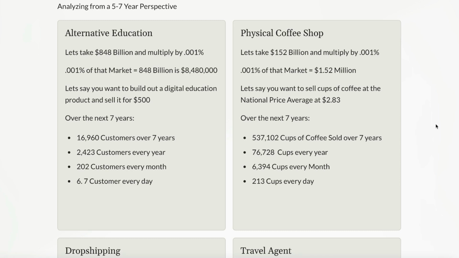So over the next 7 years, that's 537,102 cups of coffee over the next 7 years, 76,728 cups every year, 6,394 cups every month, 213 cups every day. Again, this does not put into the equation all the costs involved. It's just giving you a quick overview and showing you how to do this math to give you some general idea.